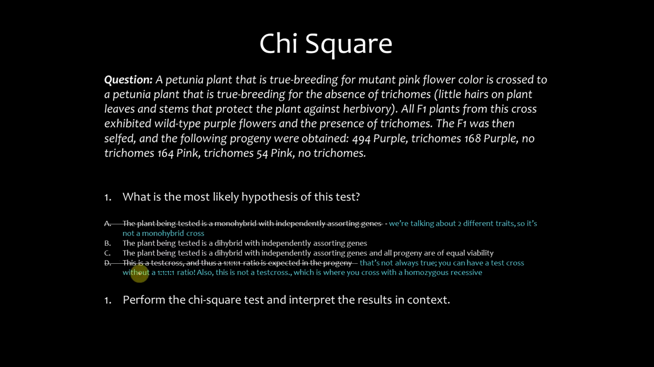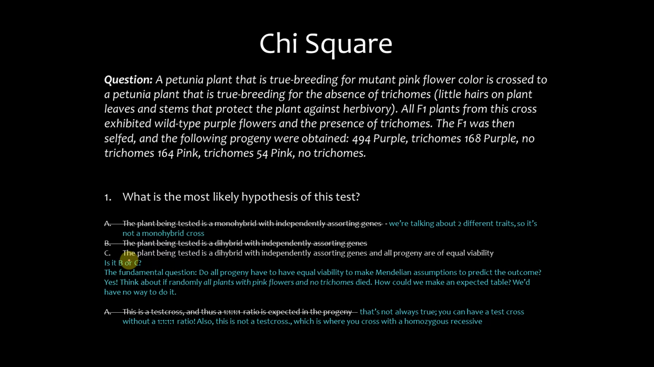Okay, this is a test cross, and thus a 1-to-1-to-1-to-1 ratio is expected in the progeny. Well, that's not always true, because you can have a test cross without having a 1-to-1-to-1-to-1 ratio. Also, this is not a test cross, which is where you cross with a homozygous recessive. It says here that F1 was selfed. Well, selfing is not a test cross unless you are completely homozygous recessive, which appears it's not, which means that this is wrong. Okay, that brings us to determining whether it's B or C.